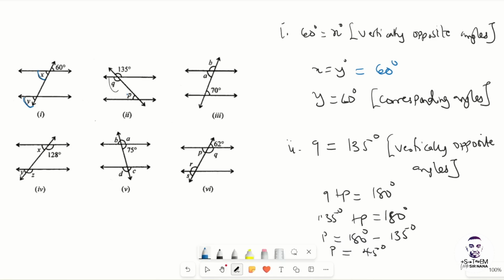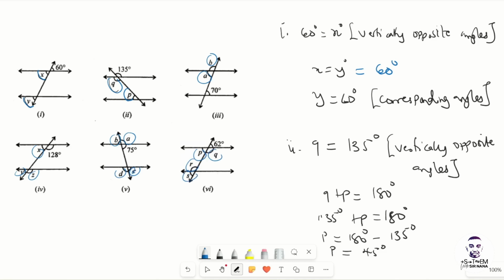So now go through the other ones and ensure that you are able to find the angle A and B, you find the angle X, Y, and Z, you find the angle B and A and then D and C. Find all the angles and share your answers in the comment section.